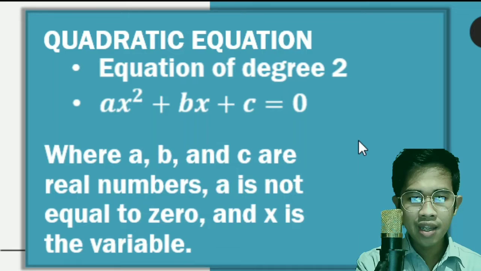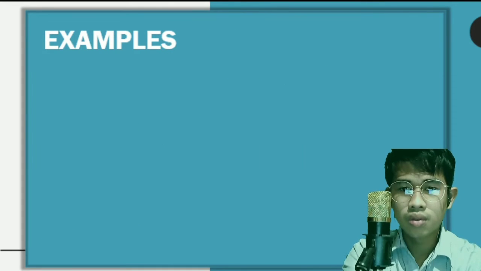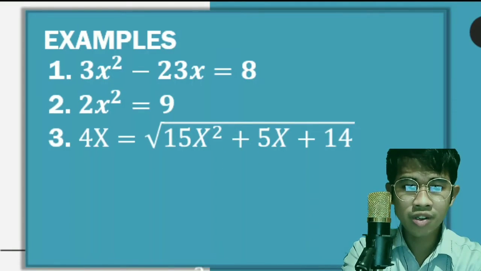So where A, B, and C are the real numbers. So tandaan ta sa quadratic equation ang A, B, kag C ni sa real numbers ni sa A is not equal to 0 also. And then X is the variable. Okay, we have here examples of a quadratic equation.